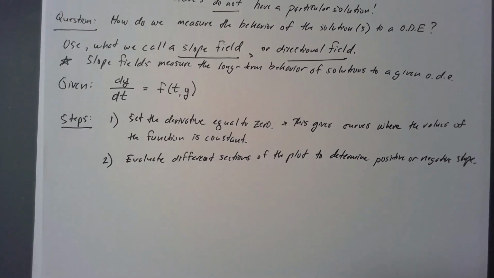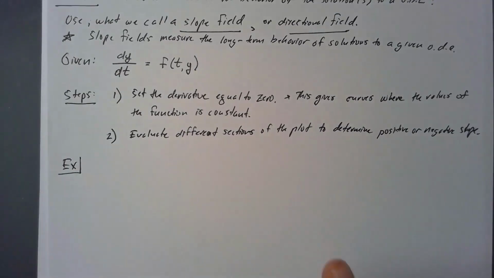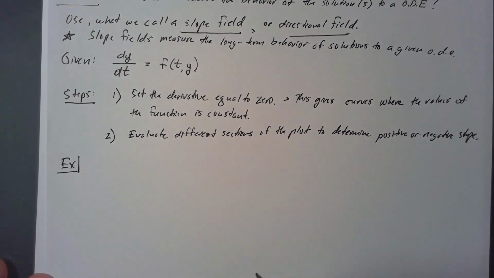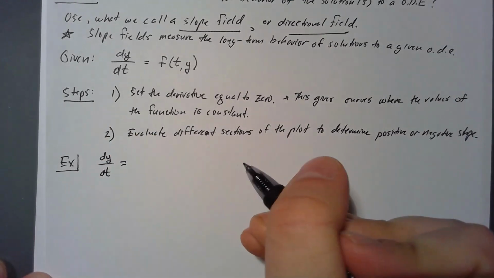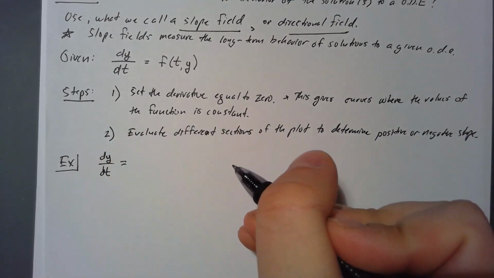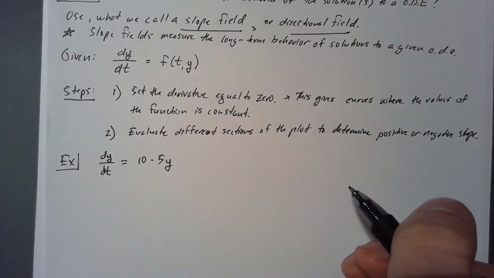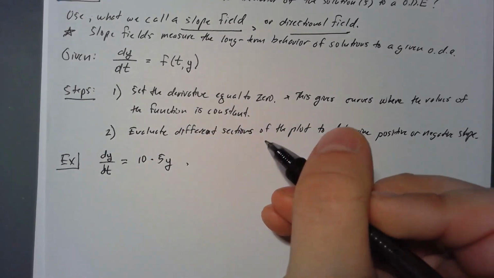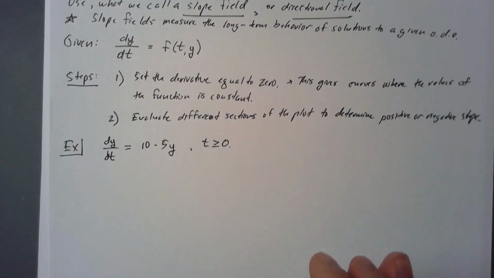So let's look at an example here. My differential equation, dy/dt equals 10 minus 5y, where t is greater than or equal to 0.